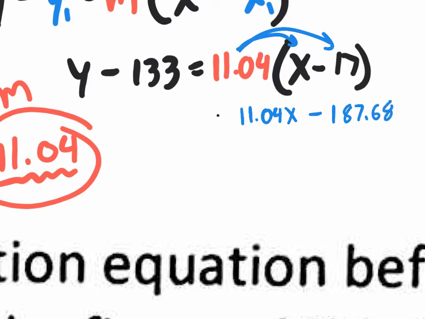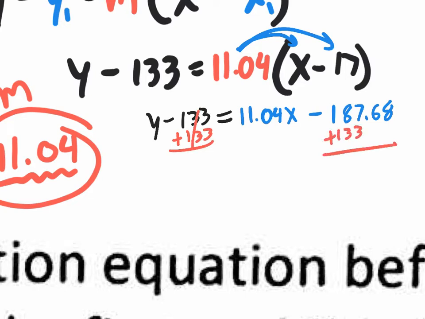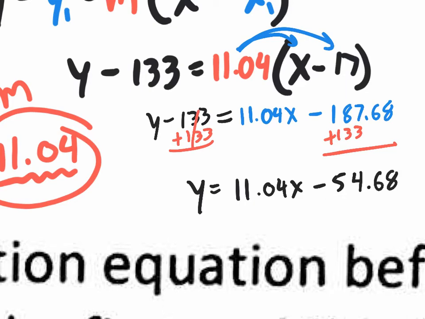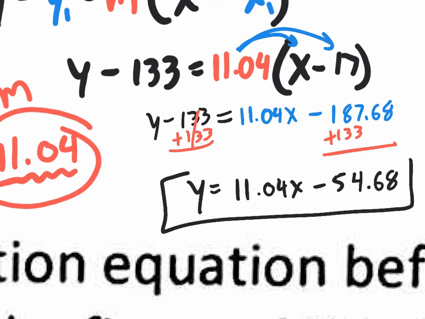And now we still have the equal sign and the y minus 133 in the front. So let's add 133 to get the y by itself, and add 133 to the negative 187.68. So somebody with the calculator, please go 133, take away 187.68. So if you do this correctly, you have y equals 11.04x minus 54.68, right? So this is our prediction equation.